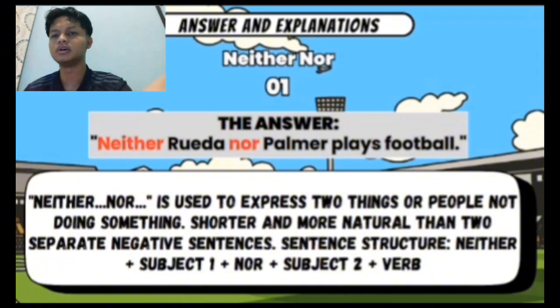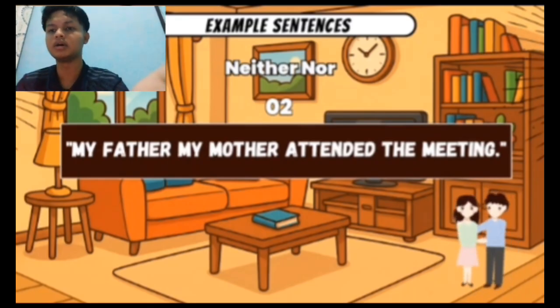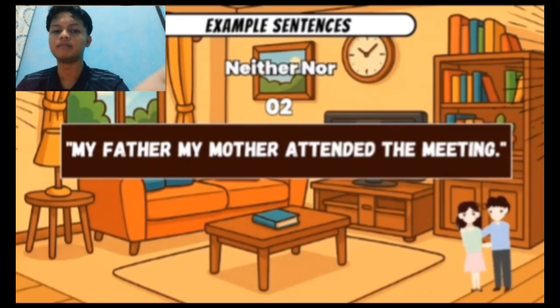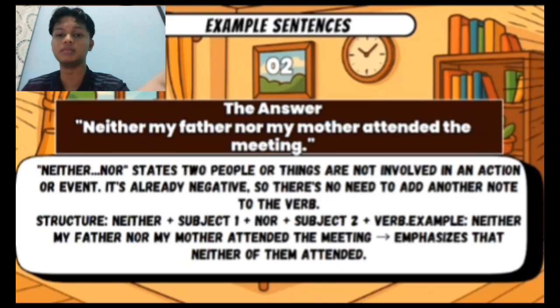Alright, for the second sentence, "My father and my mother attended the meeting." The correct sentence is "Neither my father nor my mother attended the meeting." The reason is the expression neither...nor is used to express that two things or two people are not involved in an action or event. In this sentence, what it means is that neither my father nor my mother attended the meeting.